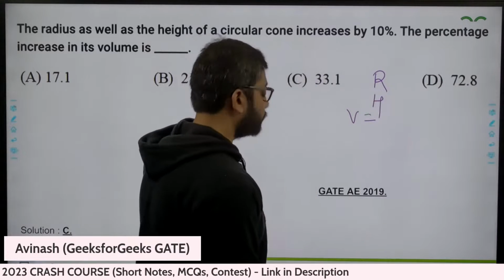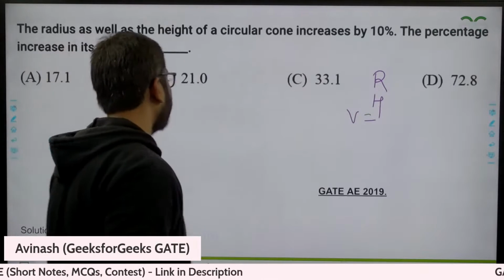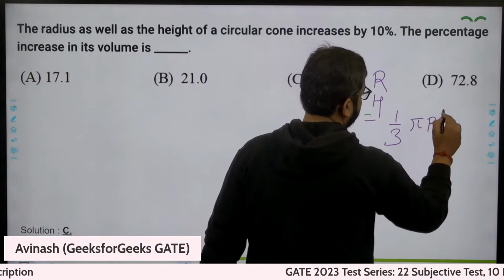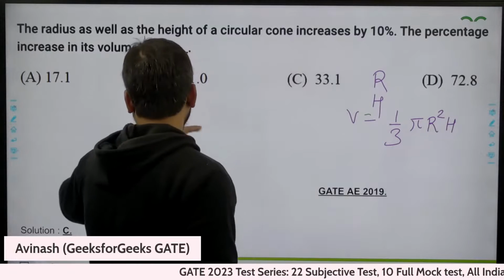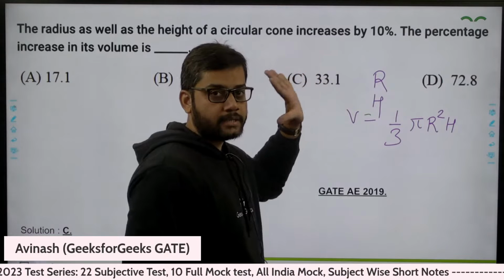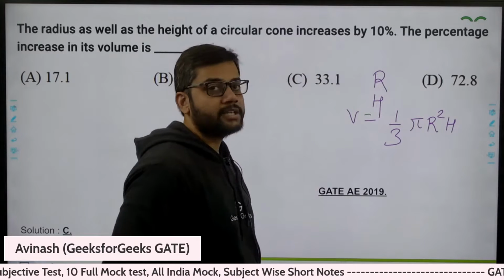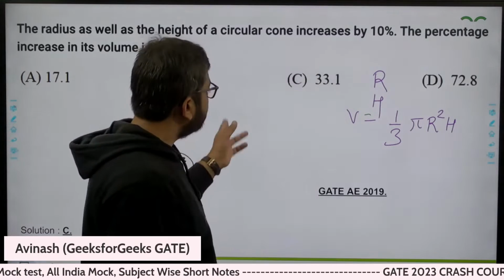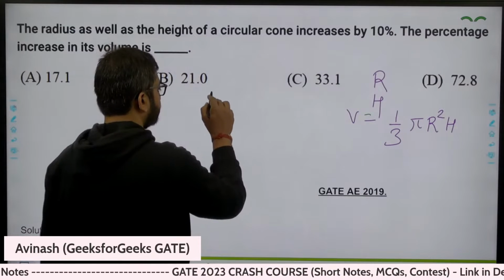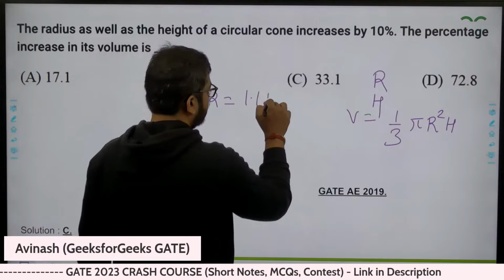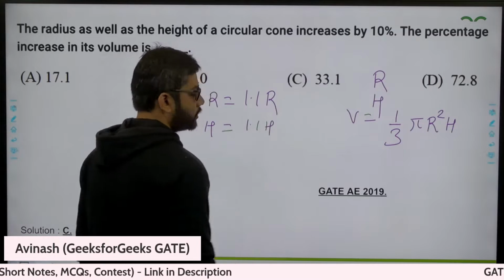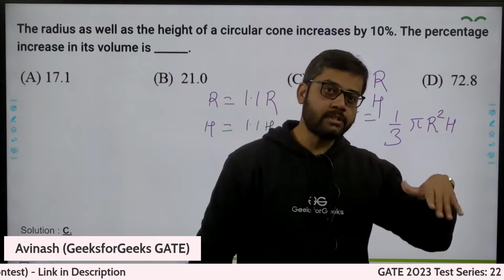For this cone, the volume is 1 by 3 pi r square h. Now initially, suppose the radius is r and height is h, then volume is equal to 1 by 3 pi r square h. Now both increase by 10%. So the new radius is equal to 1.1 r and the new height is equal to 1.1 h, because this is increased by 10%.